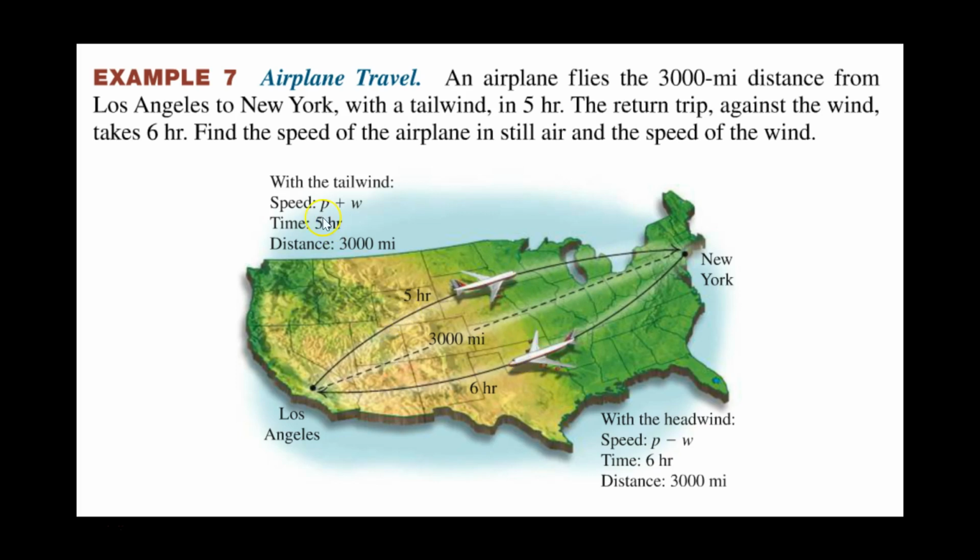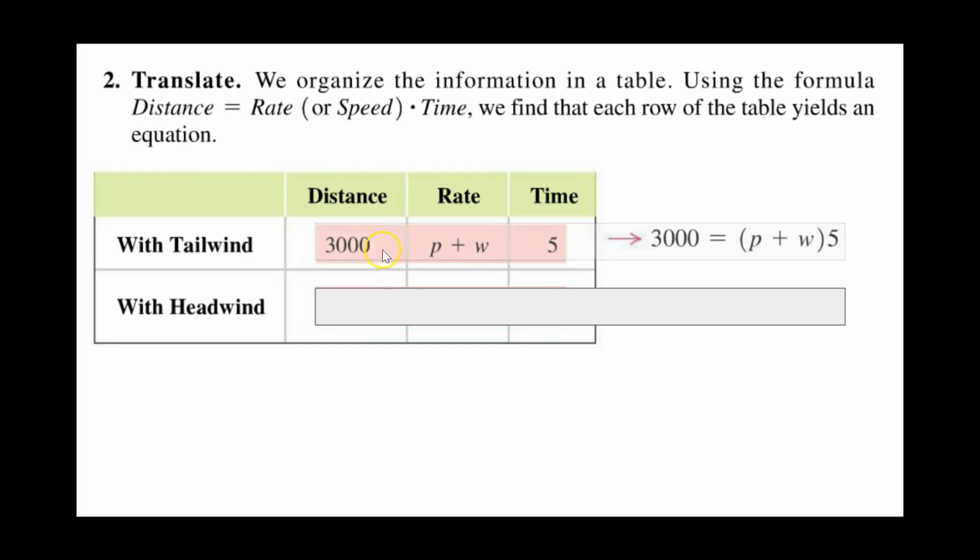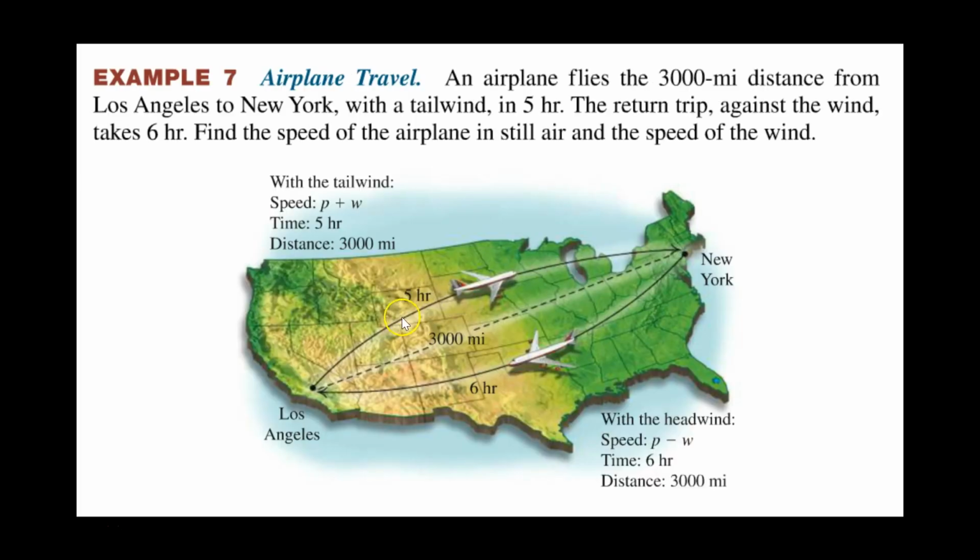So wind speed, the first distance is 3,000. The rate is the wind speed plus the plane is traveling. And this 5 here represents the hours. That's with the tailwind. So that's why we have the plus there. Remember, with the tailwind, I'm going to get help with the wind. So that's why I have a plus here.